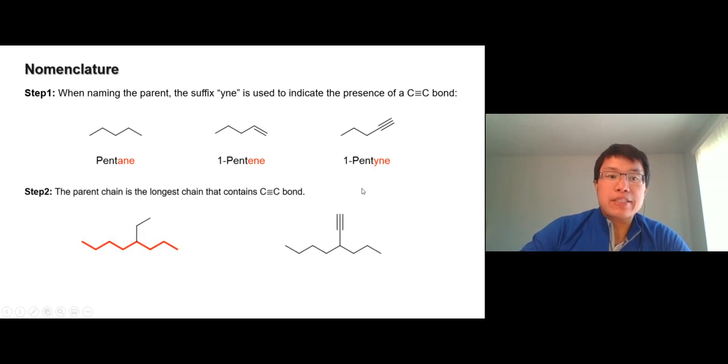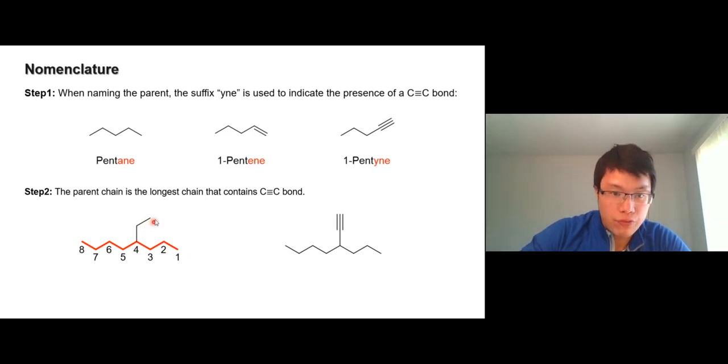Step 2: if you see a carbon-carbon triple bond, that's your parent chain. The parent chain has to include it. Not like alkane, where we take the longest chain. For this one, 1, 2, 3, 4, 5, 6, 7, 8. So there are 8 carbons there. Count from the right side, you're going to get the ethyl group at the lowest number. This one we call 4-ethyloctane.